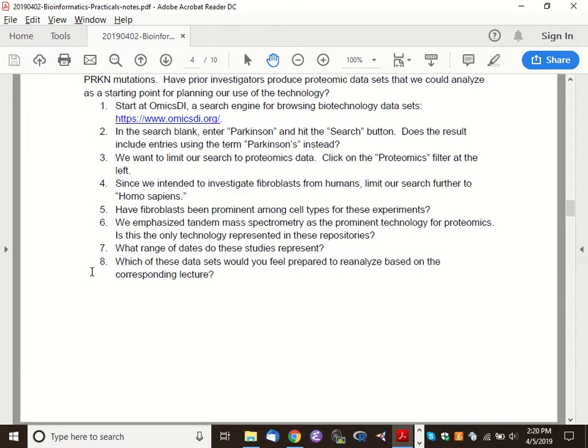A fun one. Which of these data sets would you feel prepared to reanalyze based on the corresponding lecture? See, there's always this problem of translating a lecture into the skills you would need to reanalyze a data set. But I want to tell you that if you think a proteomics data set has valuable starting points for you in your graduate project, it is okay to talk to me or people in my group to help you get those data sets analyzed such that you can compare the gene symbols they have to the gene symbols you find of interest.